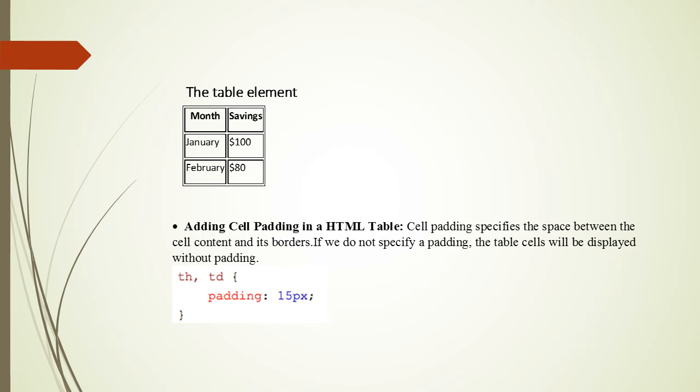Now if you want to add cell padding in an HTML table, how to do that? Basically, cell padding specifies the space between the cell content and its border. If we do not specify a padding, the table cells will be displayed without padding. So define it this way: th comma td padding colon 15px.